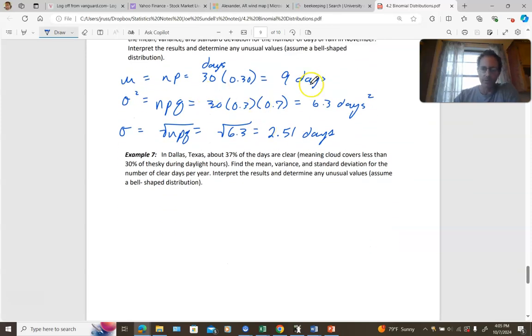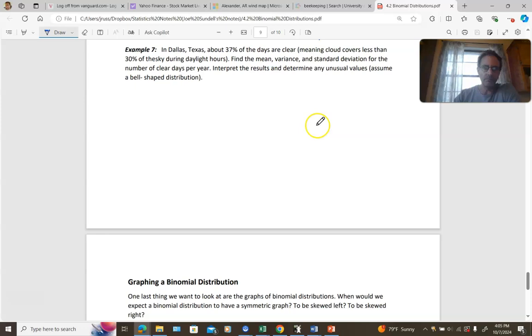Okay, so this is pretty interesting. All right, well, we talked about the results. So what about example 7? It says, in Dallas, Texas, about 37% of the days are clear. And to define what it means to be clear means that clouds cover less than 30% of the sky during daylight hours. Okay, so again, we want to find the mean, variance and standard deviation for the number of clear days per year. So we'll do this one exactly like we did the last one.